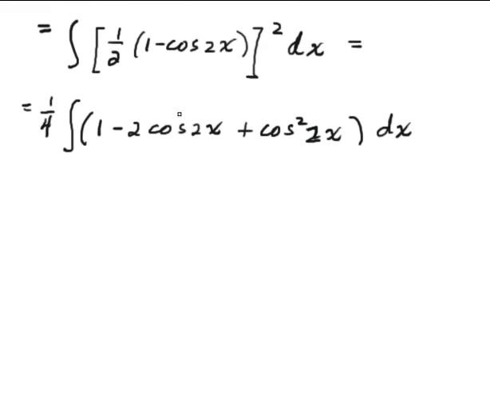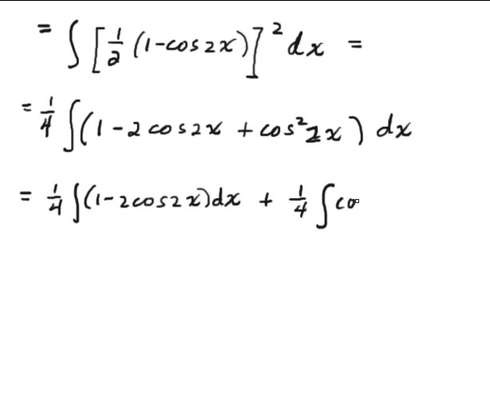Okay, let's break this up into two integrals. First, the first two terms which we can integrate right away. And the second one which will require another trig substitution. Okay, so the first one, integrate that. Integral of 1 is x. All right, and the derivative of sine 2x is cos 2x times 2. So this is sine 2x.